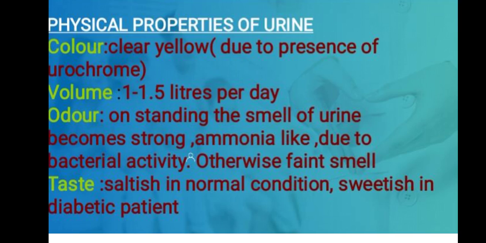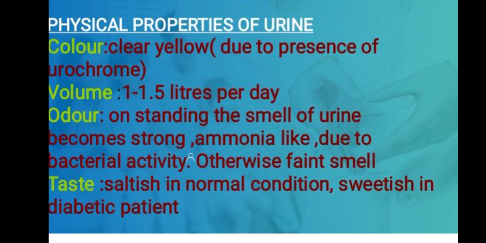Let's see the physical properties of urine. Color: clear yellow due to presence of urochrome. Volume: 1 to 1.5 liters per day. You can see the difference here. Glomerular filtrate which was produced was 180 liters, which has reduced to 1 to 1.5 liters. This is because PCT absorbs almost 85% of water.